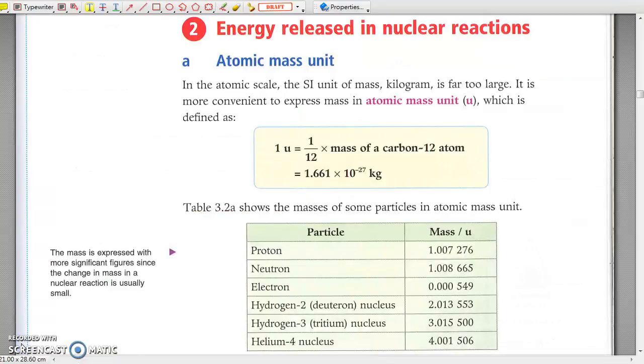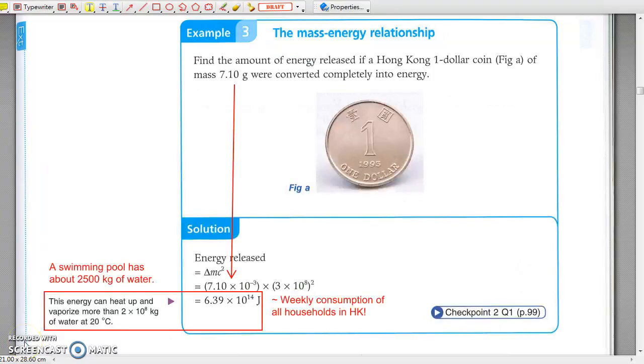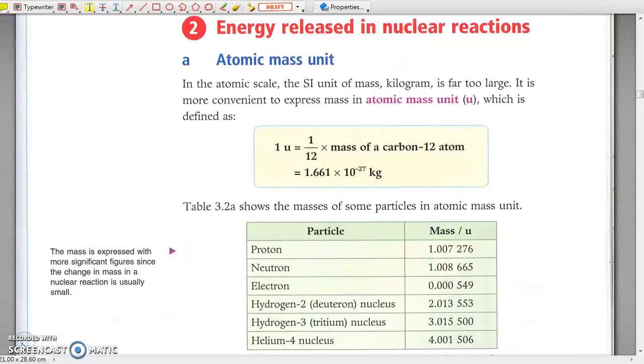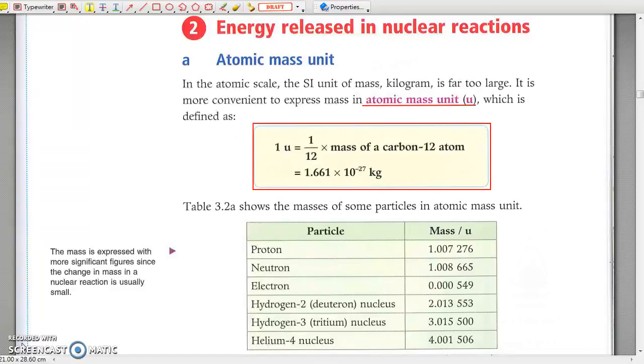A. Atomic mass unit. So even a $1 coin, which is just 7.1 gram, can be converted into a huge sum of energy. In that case, gram is already too big a unit to measure mass change. In nuclear reactions, mass is expressed in terms of atomic mass unit, u for short, which is just 1/12 of the mass of a carbon-12 atom. So 1 u equals 1.661 times 10 to the power negative 27 kilogram.